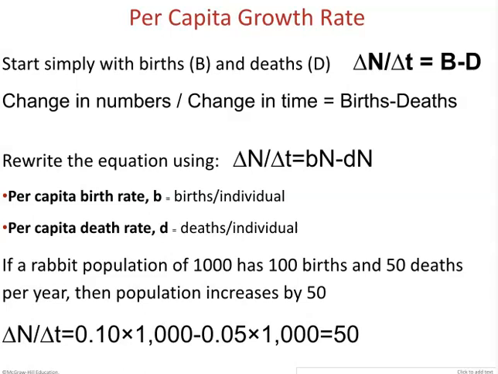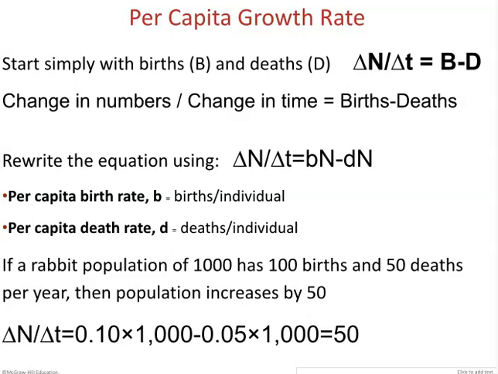equation. The per capita birth rate is the number of births per individual, and the per capita death rate is the number of deaths per individual. So if a rabbit population has 1,000 rabbits and there are 100 births and 50 deaths every year, the population still increases by 50 a year because it has 100 born but 50 die. So we still increase by 50 rabbits.